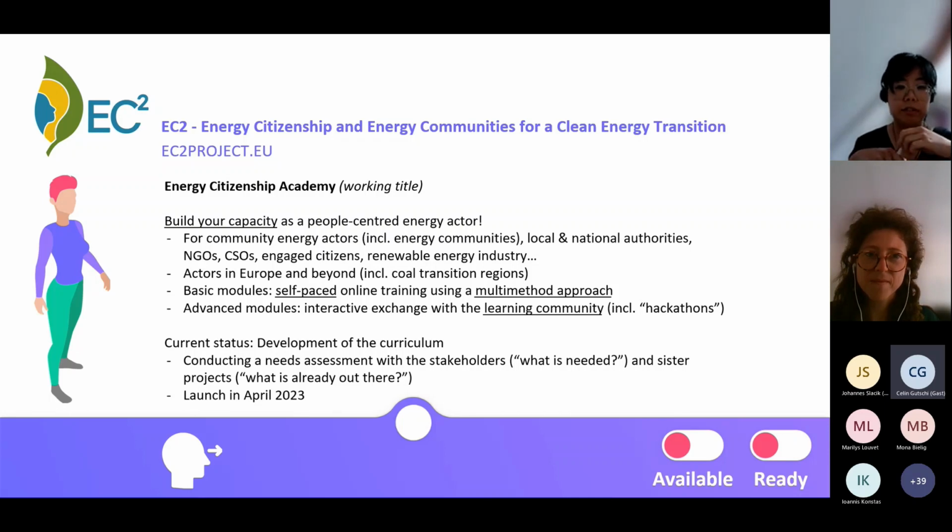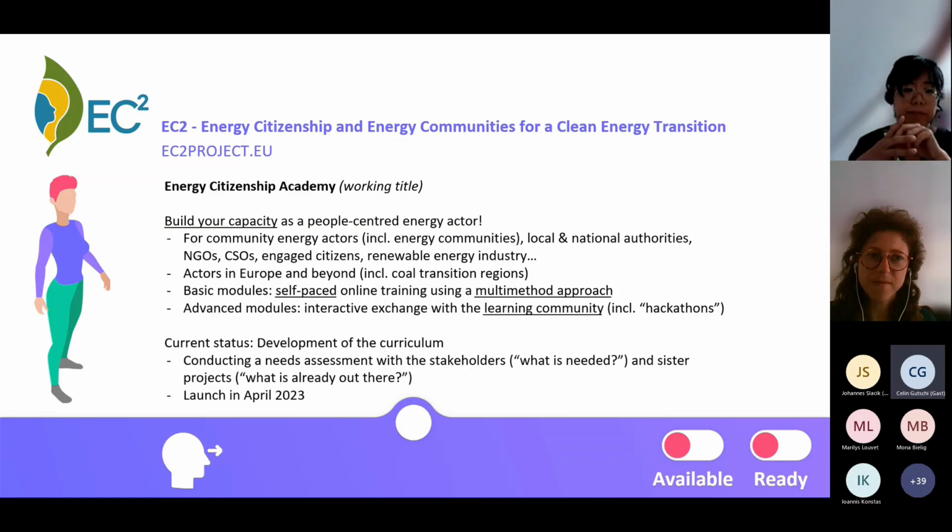So our target audience would include energy communities, municipalities and other local authorities, but also engaged citizens and renewable energy industry actors. And the structure of the program will be modular, consisting of both general training modules and modules tailored to these different participant groups. And we also want to mix formats to have both self-paced learning and then interactive exchange.